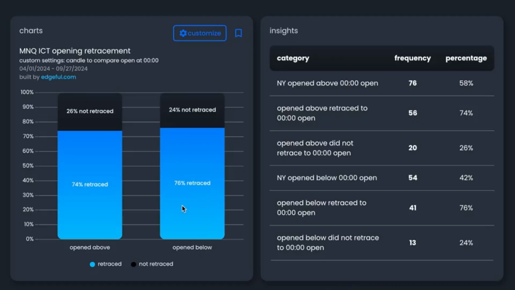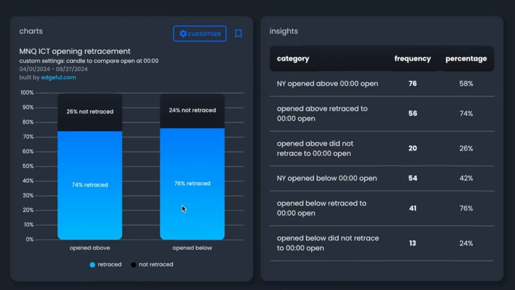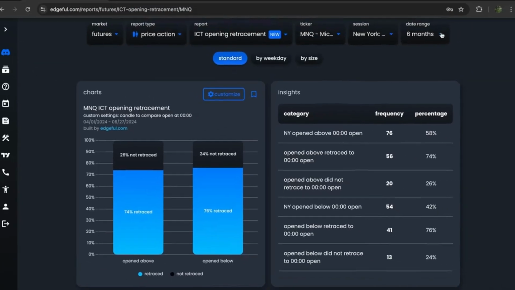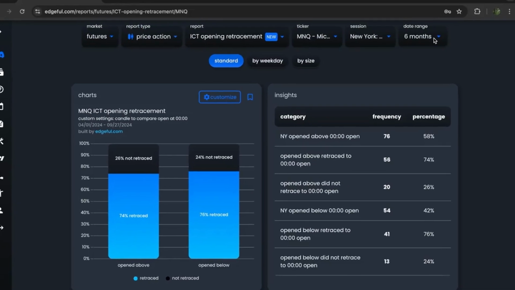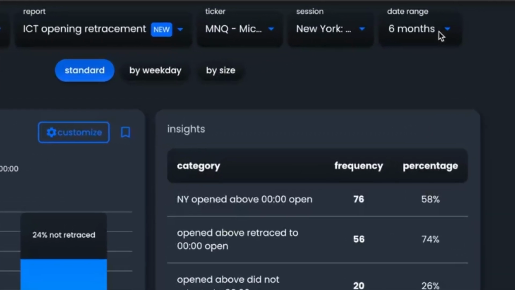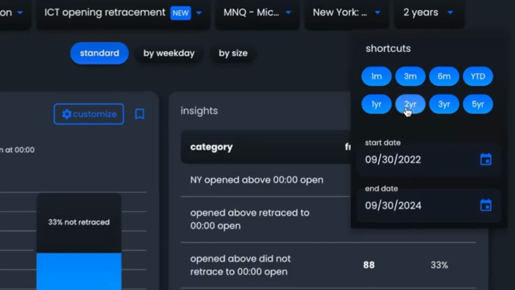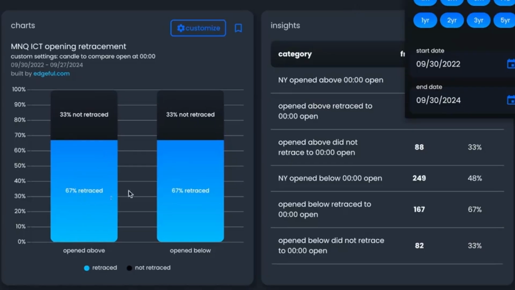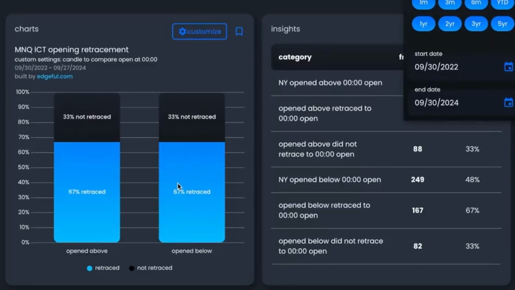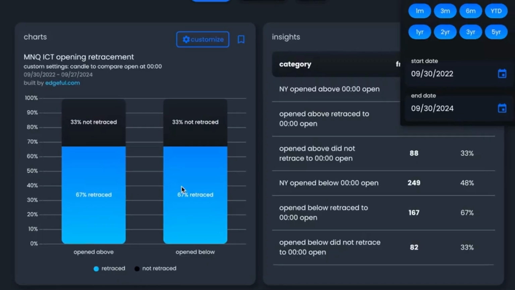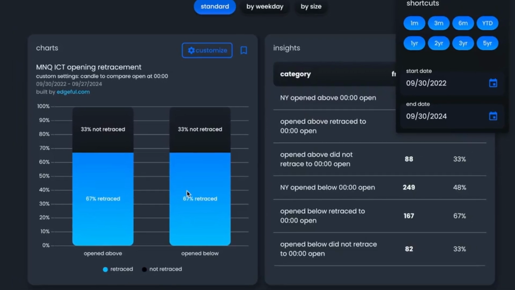It doesn't matter. We can rely on these statistics to give us a directional bias to trade in the direction of midnight opening price. Now, I just want to show that the data here is consistent because 6 months is not a huge sample size. But Edgeful has data all the way up to the last 5 years. So just to show it's consistent, we'll go to the 2-year. 67% of the time we have retraced to midnight price. So a little bit less, but still really significant. There's a lot of edge in anything that happens well above 50%. That's what you have to understand.